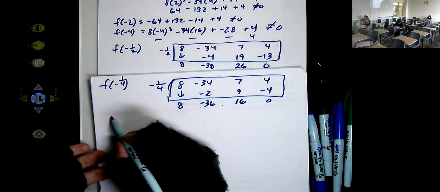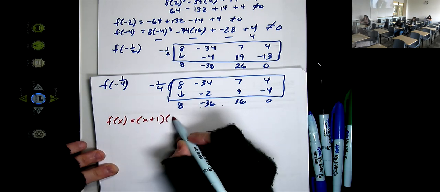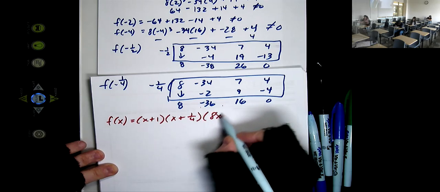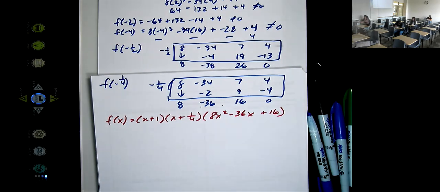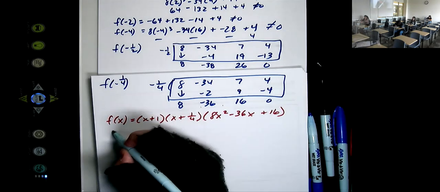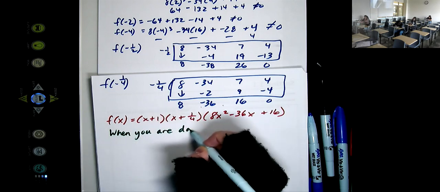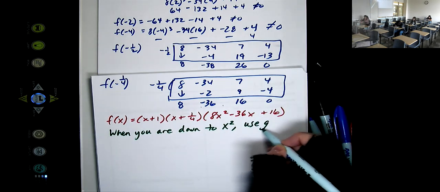So I can now write f of x equals x plus 1 times x plus 1/4 times 8x squared minus 36x plus 16. At this point, you stop doing P over Q. Just use the quadratic formula, or when you're down to x squared, use quadratic factoring methods.